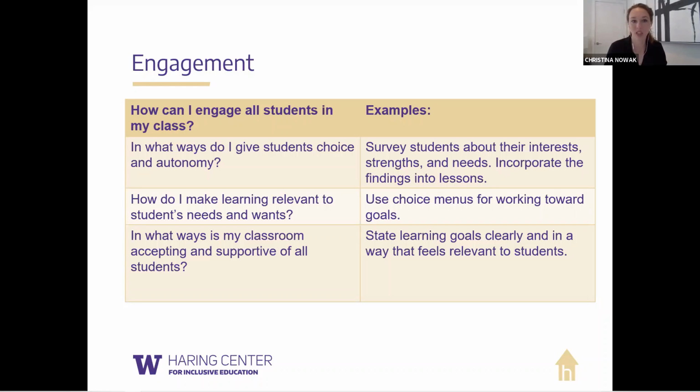In what ways is my classroom accepting and supportive of all students? State your learning goals clearly and in a way that is relevant to all students. I love it when I can go into a classroom and see clearly written on the board what kiddos are supposed to be learning today. Like by the end of the day, they need to learn this. And it is even cooler if you go up to a student and say, hey, what are you learning today? And they can point to the board, even if they can't read yet. They could be like, we're learning this today, and here's the picture support for it. So try to think of ways you can make things engaging and visible, and that helps with all students.